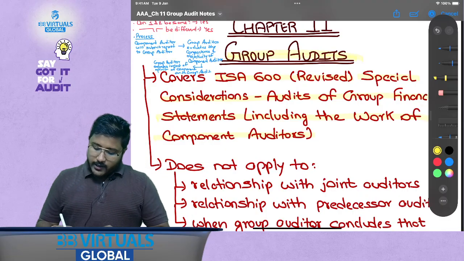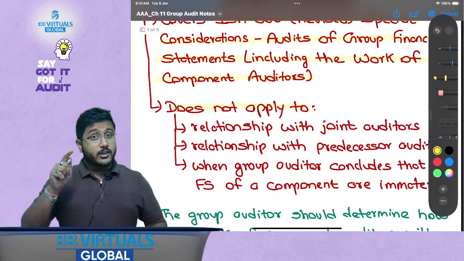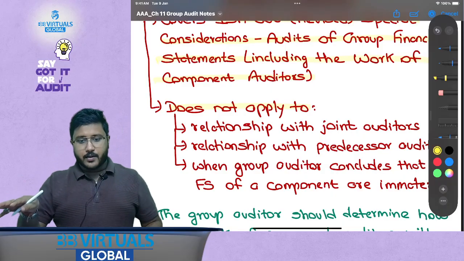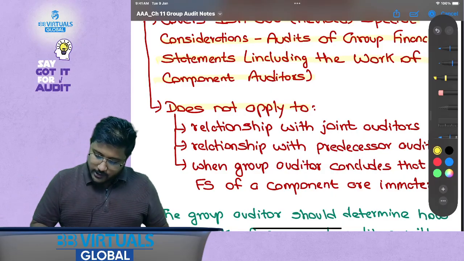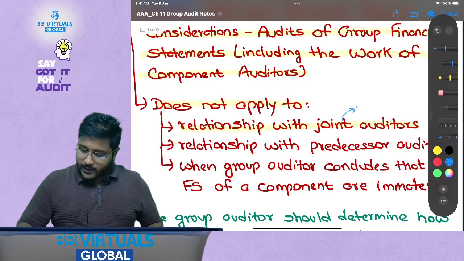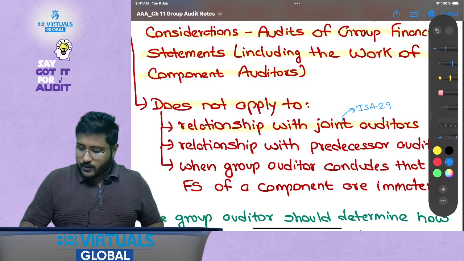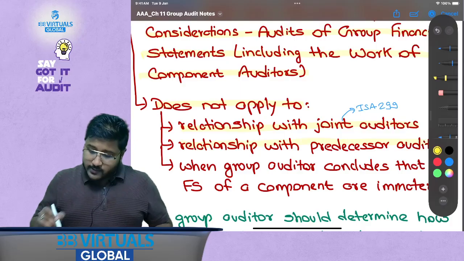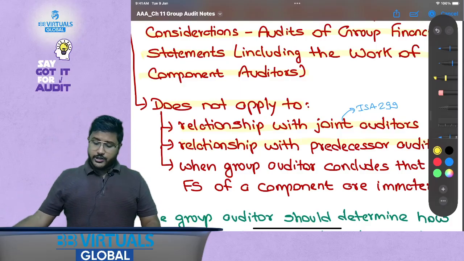Now, although the chapter includes these topics, this standard does not apply to the relationship with joint auditors. That is covered in ISA 299. Have we covered it? Yes, we have covered it in this chapter. Relationship with predecessor auditor, we discussed it under communication and all, right?